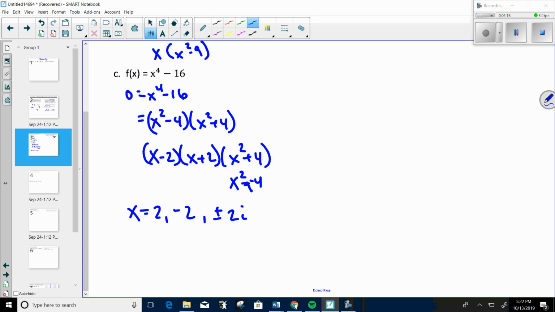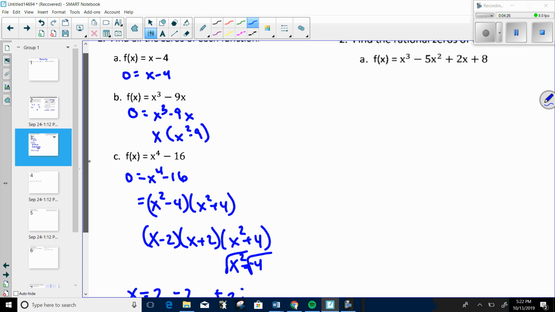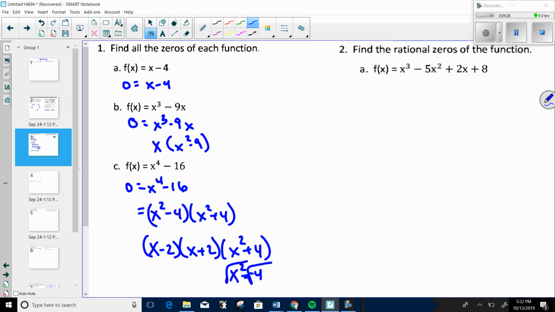Because when you take the square root of both sides, you get a negative inside the radical, which is an i, which is a complex number, and then the square root of 4 is just 2, so that becomes 2i. A little Algebra 2 review there. Okay.